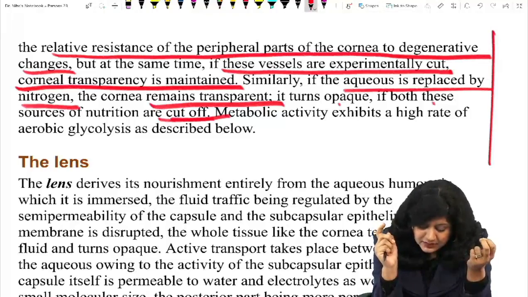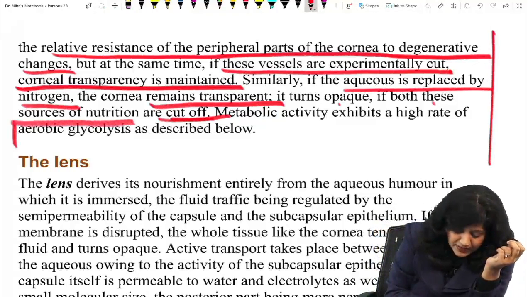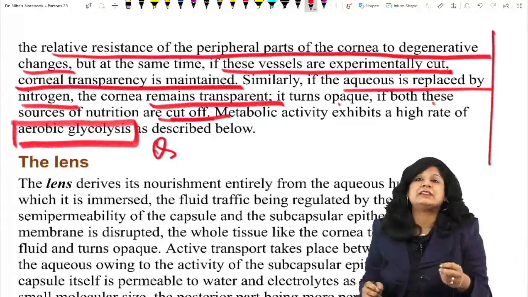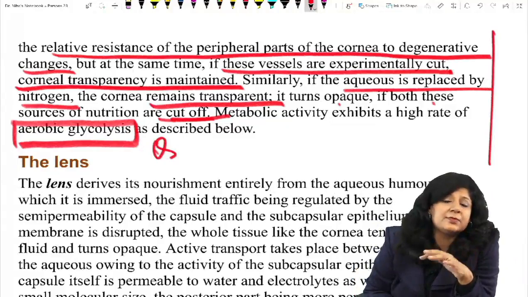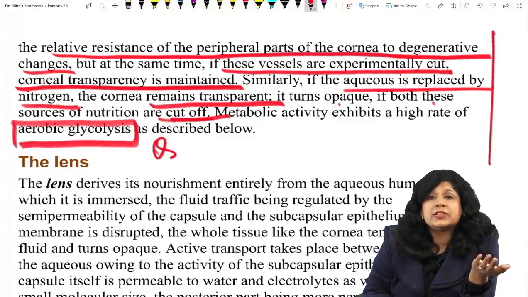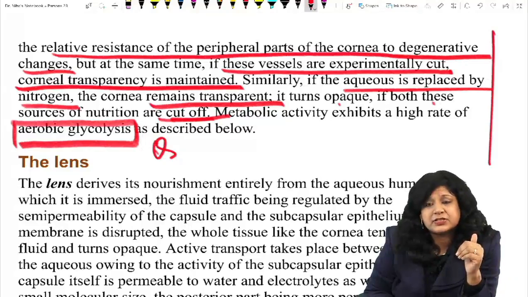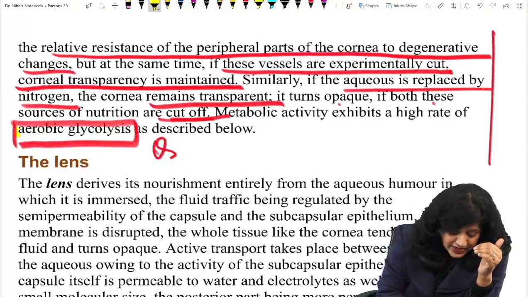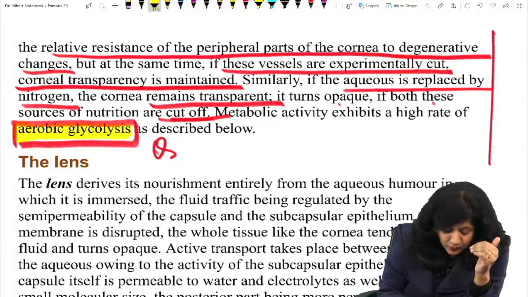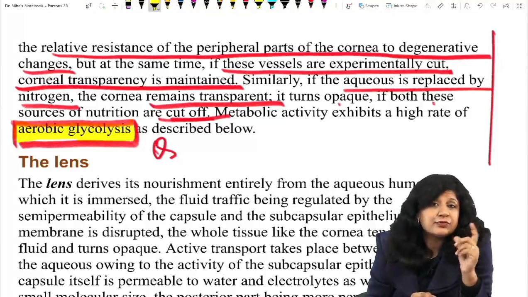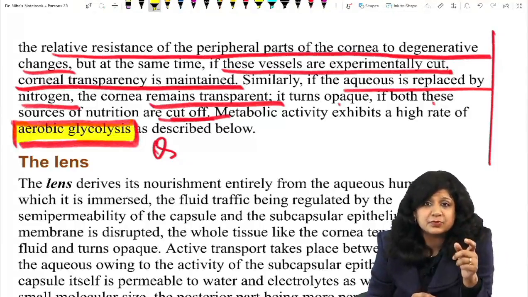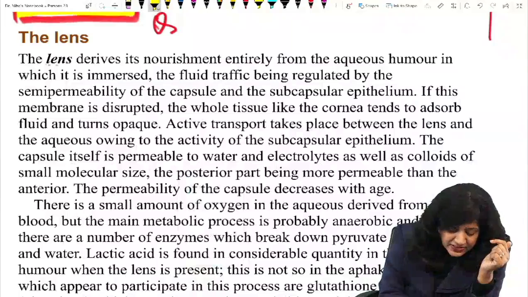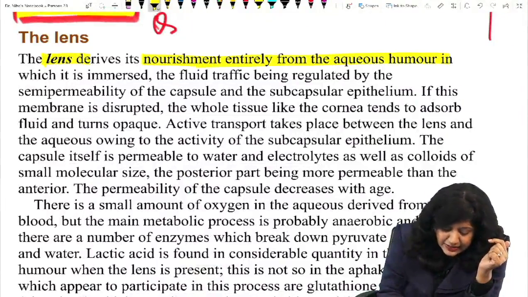Metabolic activity exhibits a high rate of aerobic glycolysis as described below. Now this is again important. You will be reading in the lens that the main metabolism is anaerobic metabolism. So there you will have the anaerobic glycolysis. 80% of the energy is coming through the anaerobic glycolysis, but when it comes to the cornea, it is actually the aerobic glycolysis that is the main one. So you should realize that there is a difference in the metabolic activity types that are going on in the cornea and in the lens. Now coming to the lens, the lens is deriving its nourishment entirely from the aqueous humor.